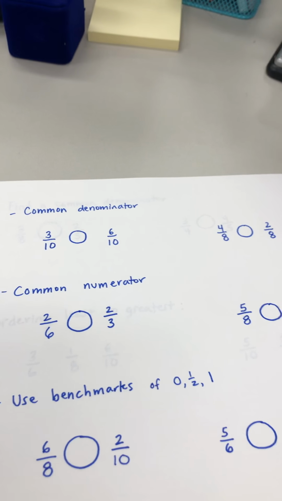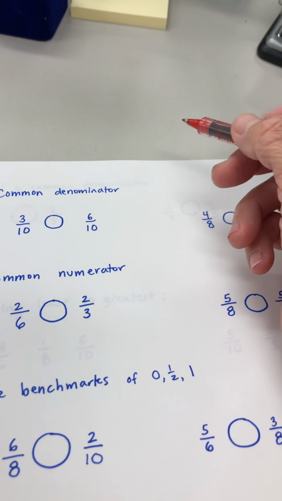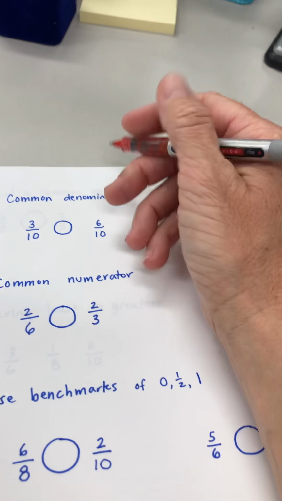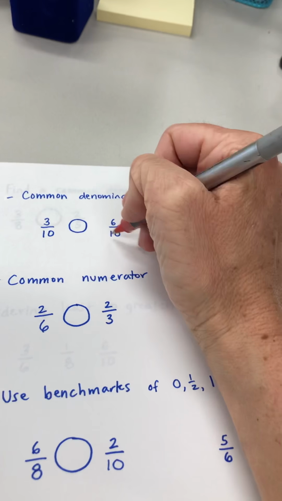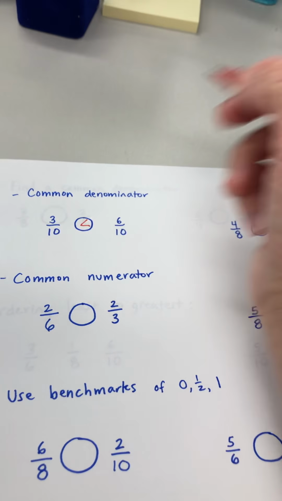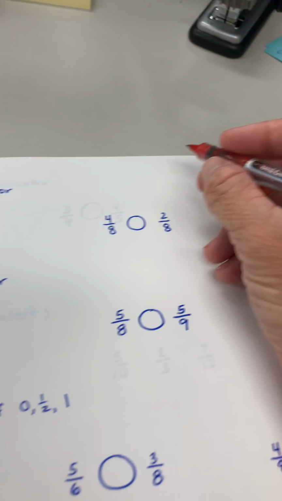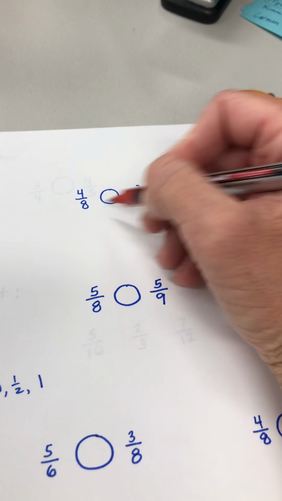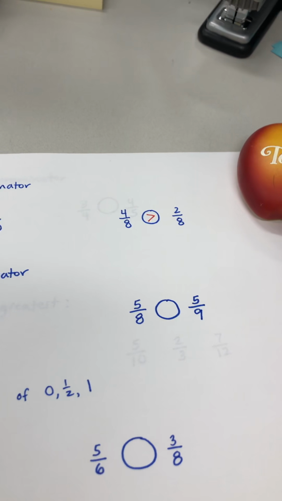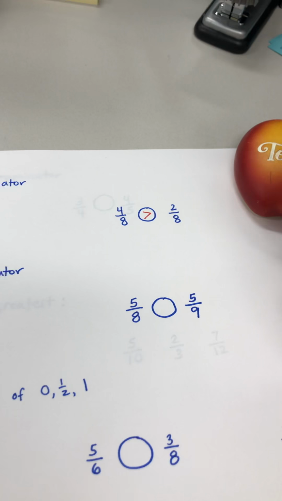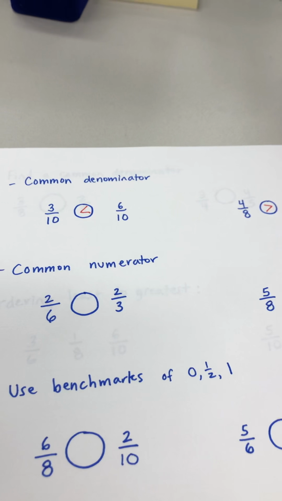So a common denominator, both of these being tenths, basically means that they have the same size piece. So if I have the same size piece, then the larger fraction is going to be the one that has more of them shaded. So if they're the same size piece in tenths, 6/10 is going to be greater than 3/10. So 3/10 is less than 6/10. Okay, here's another example with eighths. Same size piece, so more counted or more shaded is going to be larger. 4/8 is bigger than 2/8. That's very simple. That's probably a 3rd grade level comparison fraction question.